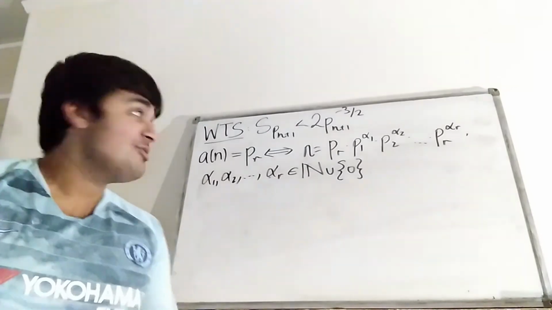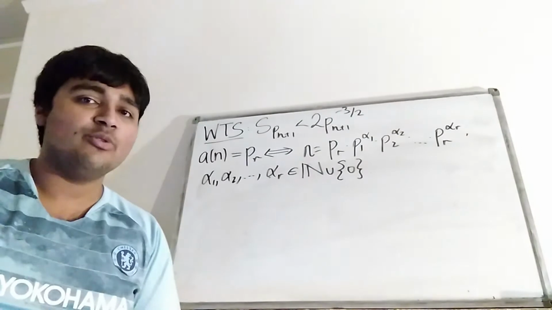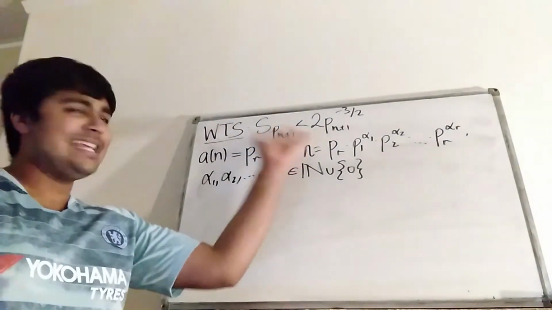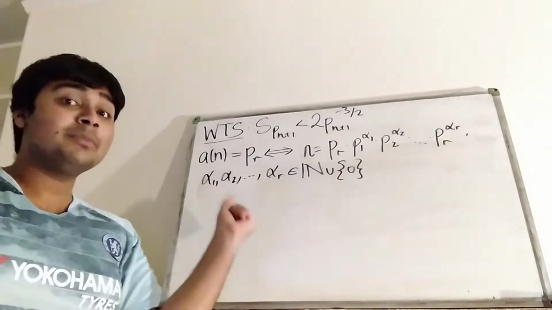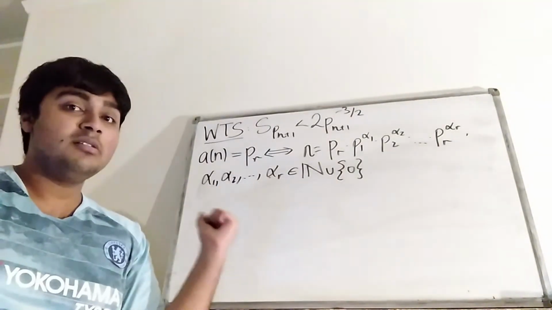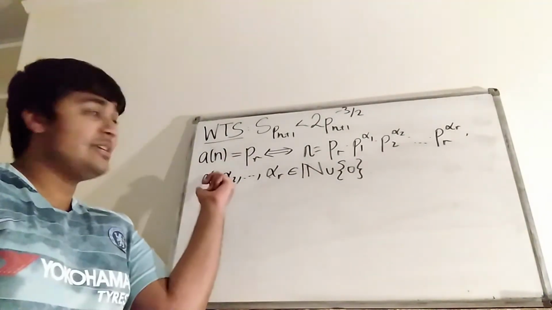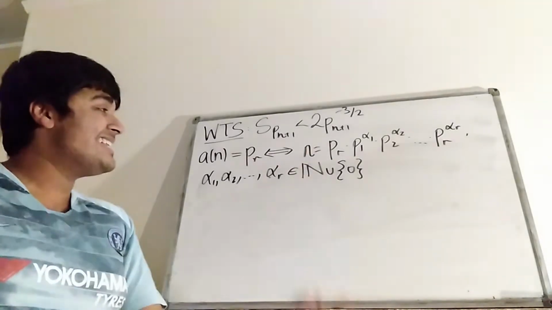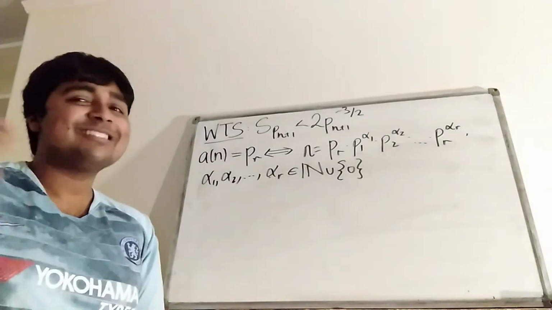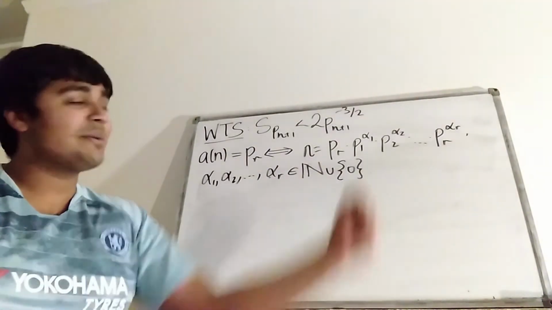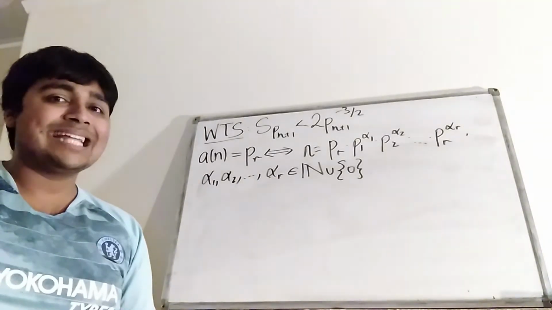Okay, so now what we want to prove is that S sub p_{n+1} is less than 2 p_{n+1} to the minus 3 over 2. And before I get into looking at p_{n+1}, let's make a generic point about a generic prime number. So an equals pr, the rth prime number, where r is just some generic natural number. So an equals pr if and only if n takes the form pr times p1 to the alpha 1 times p2 to the alpha 2 times, all the way up to pr to the alpha r, where alpha 1, alpha 2, all the way up to alpha r are non-negative integers.